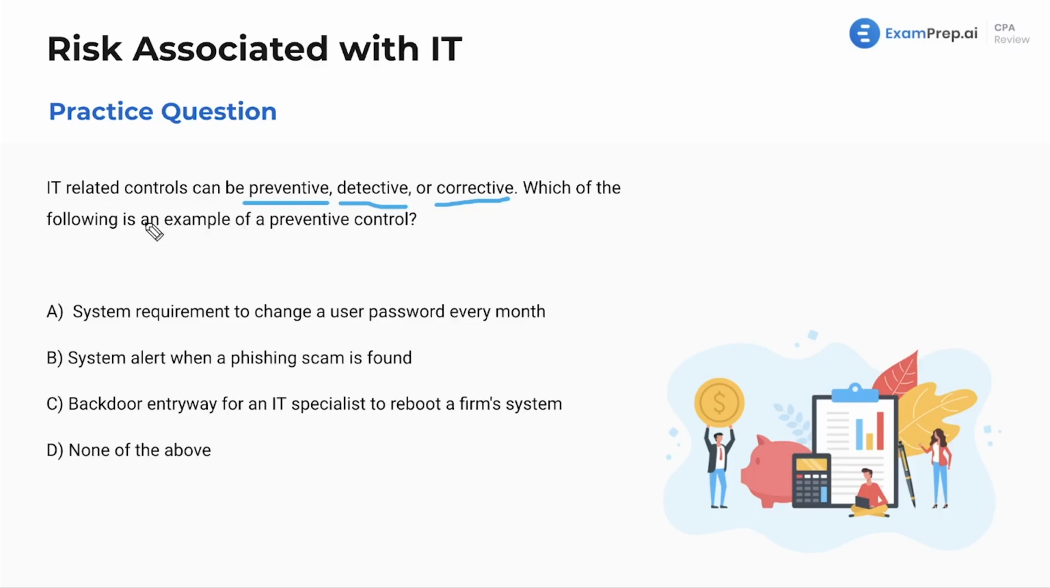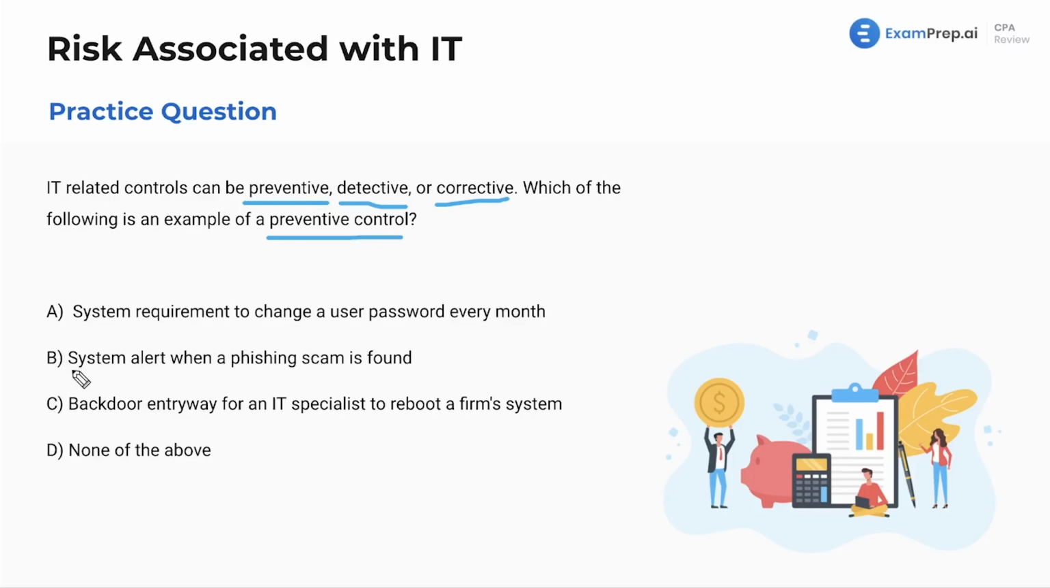Which of the following is an example of a preventative control? So which of these should prevent or try to prevent some sort of risk, some sort of attack on our computer systems? So first, we've got a system requirement to change a user password every month. I would say that sounds pretty preventative, right? If we have to change our password every month, that's going to help the company prevent any hackers or anyone from getting access to your password and gaining access to the system. Sounds pretty preventative to me.